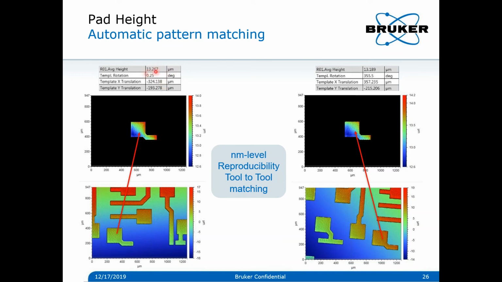So here you see a value of 13.27 microns. If you look at the same location, with an offset and strong rotation here, the system will again recognize this pattern, rotate it, put it back to the center, and recalculate the height automatically. So it really helps to get nanometer level reproducibility, but also helps tool-to-tool matching, where you may have a different theta orientation of the wafer due to the wafer handler, or slightly different offsets.